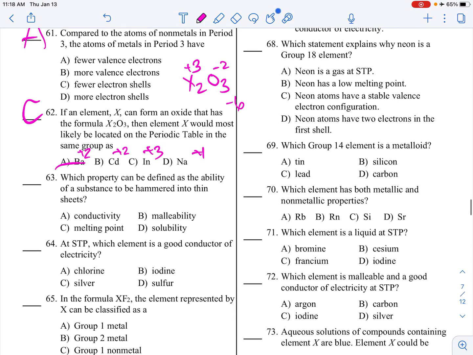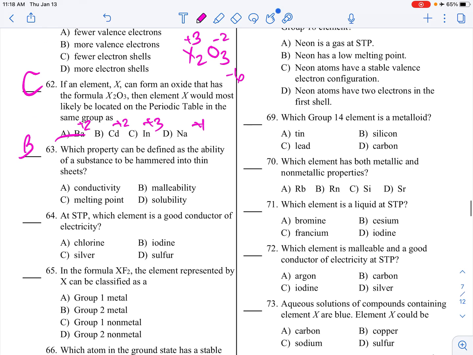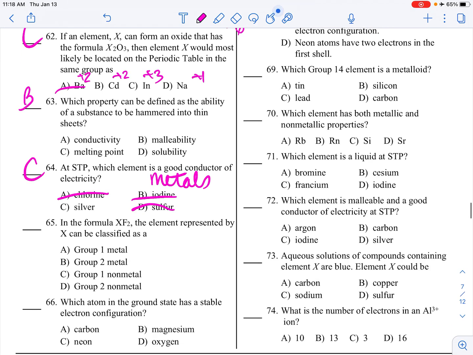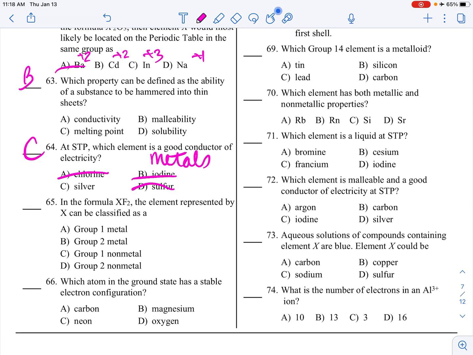Which property can be defined as the ability of a substance to be hammered into thin sheets? That's called malleability. At STP, which is a good conductor of electricity, these are metals. So chlorine's a nonmetal, iodine's a nonmetal, sulfur is a nonmetal, silver is a metal. XF2, who is X? Okay, so F's a -1, so that gives me overall -2. X has to be +2. So first of all, nonmetals, no, there's no group 1 or group 2 nonmetals. So if you are a +2, you're going to be in group 2.